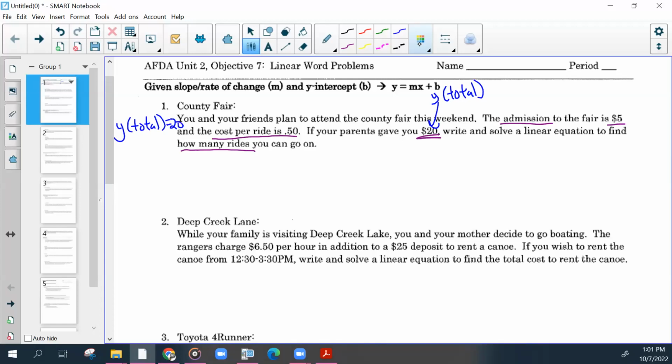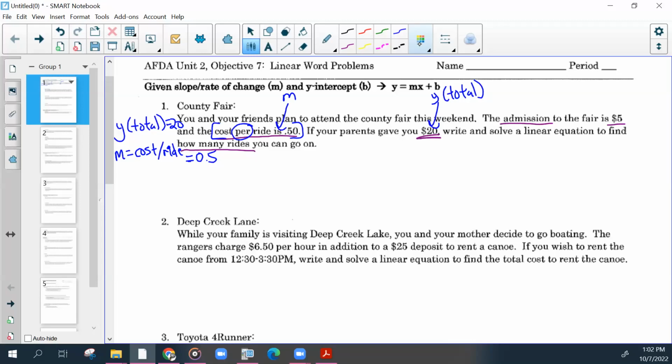Our m, slope, is usually something that's next to the word per. So if you see the word per, and no, I'm not a cat, that's usually your m. So the cost per ride would be your m. So I'm going to just write that as cost per ride, and we know that's 50 cents. Because it tells us cost per ride, we don't have to specify that part. If you want to highlight it or put brackets around it to show all of that is m, you could do that.